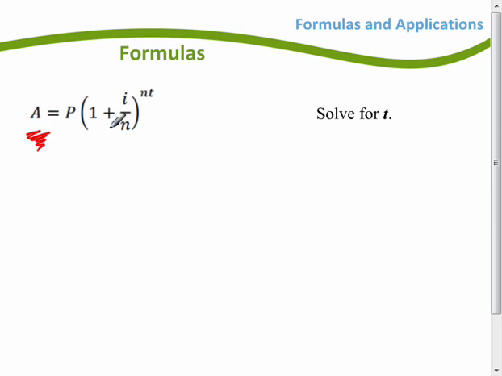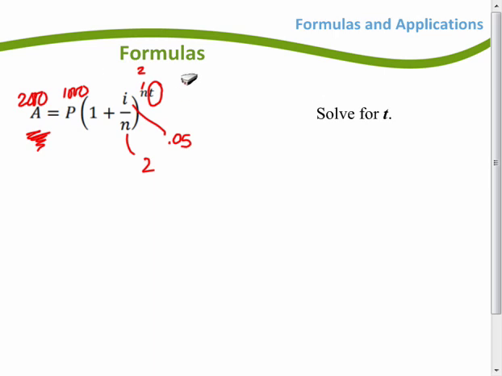If though, say I have this formula, and I want to figure out how long I'd have to put something in. So say I start with $1,000 and I want to come up with $2,000 in the end. And I say, okay, well, my interest rate is 5% compounded, say, twice a year. So this n would be twice a year. And my question is, how many years would I have to leave that in the bank for?